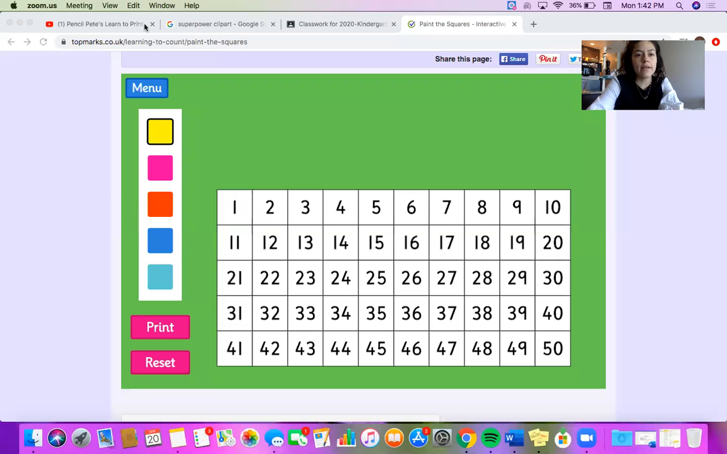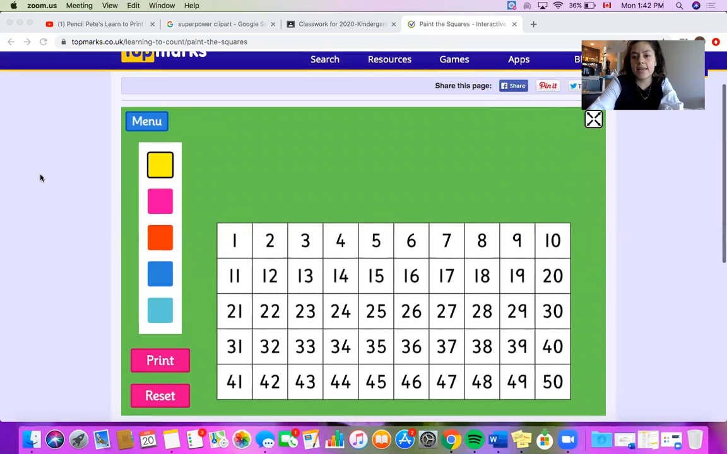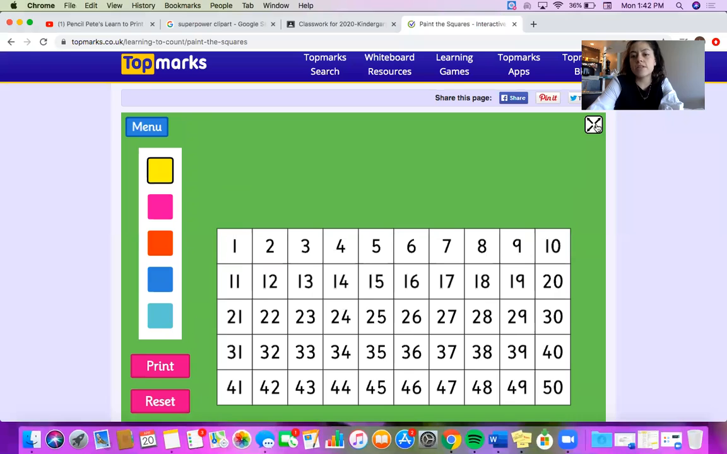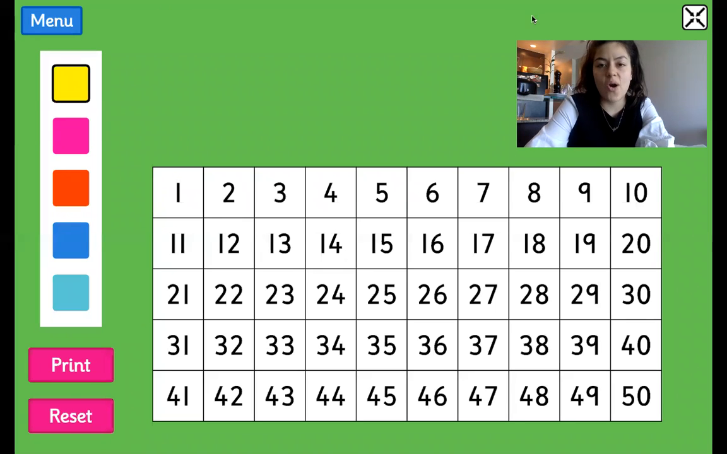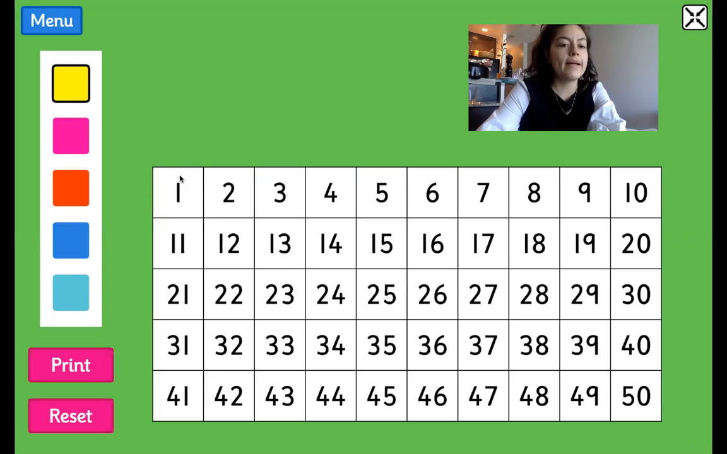Let's start with some warm up. I'm going to pull up our 50 square, and we're going to start today, like many days, counting from 1 all the way to 50. Make this bigger for you. Okay. Are you ready, Ren? Are you ready, Annabelle? Are you ready, Shania?